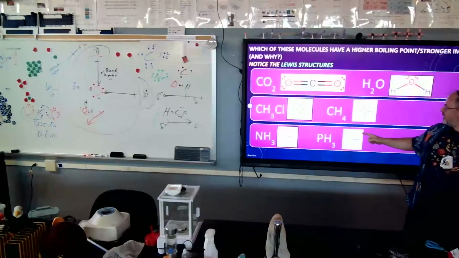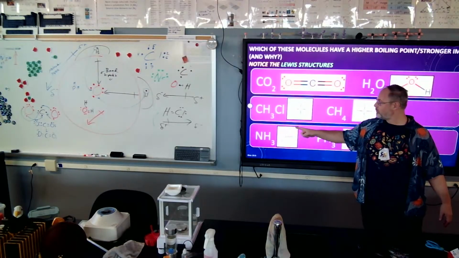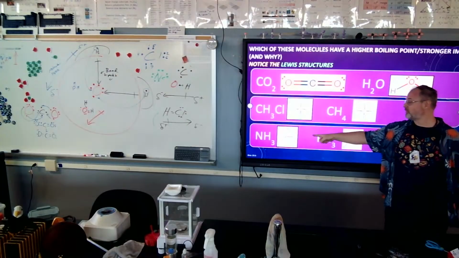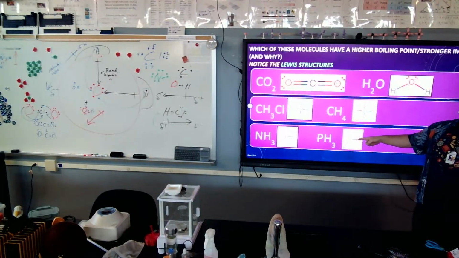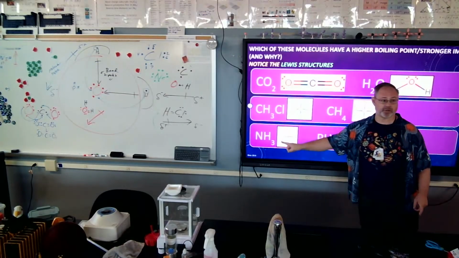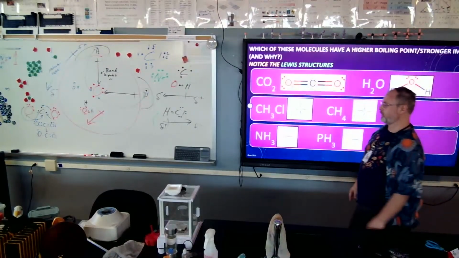This one's polar. Bigger. This one's polar. But this one, hydrogen is having fun. This one, hydrogen is not having fun. So they're both polar, but this one has hydrogen bonding. Ah, yeah. Learning.